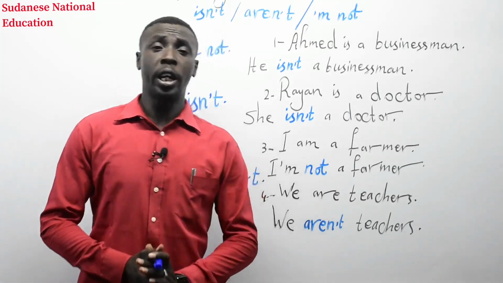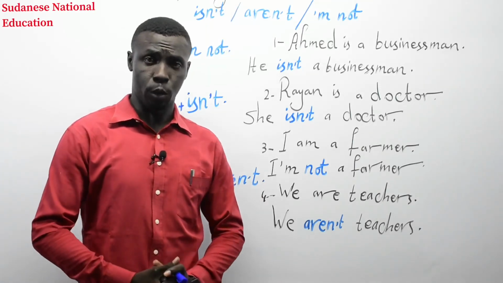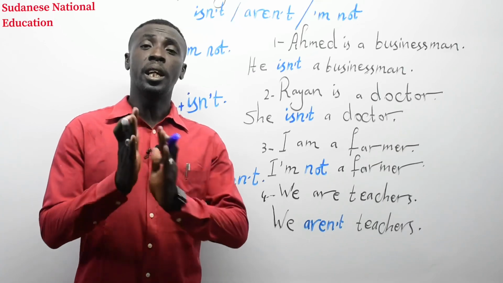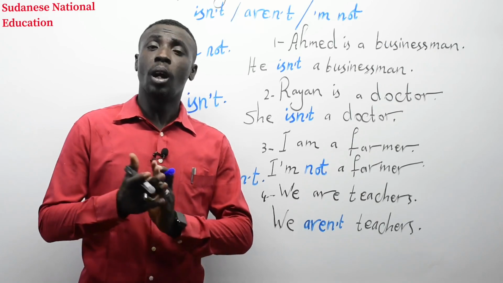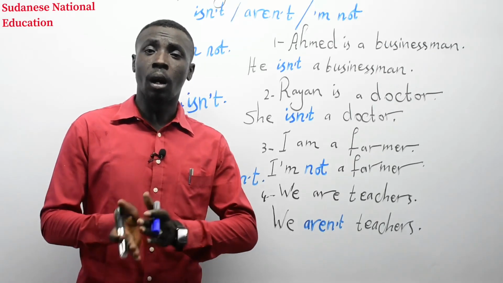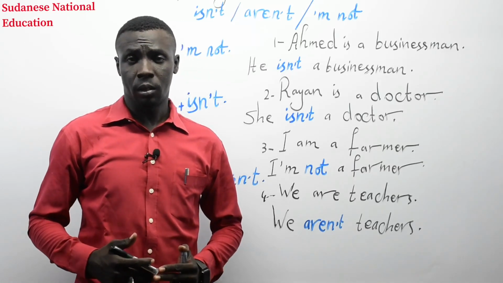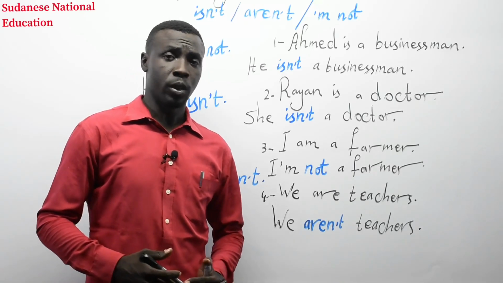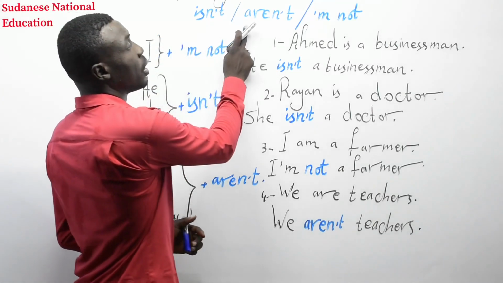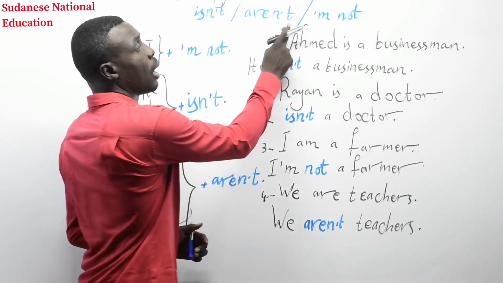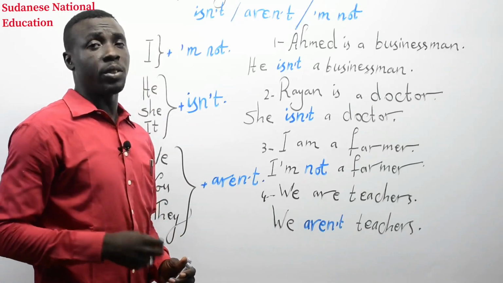In English, people make a negative sentence by adding not after the verb to be. For example, is becomes is not. Are becomes are not. That means they add not after the verb to be or after the auxiliary verb. So here we have isn't, aren't. So this is the negative sentence.